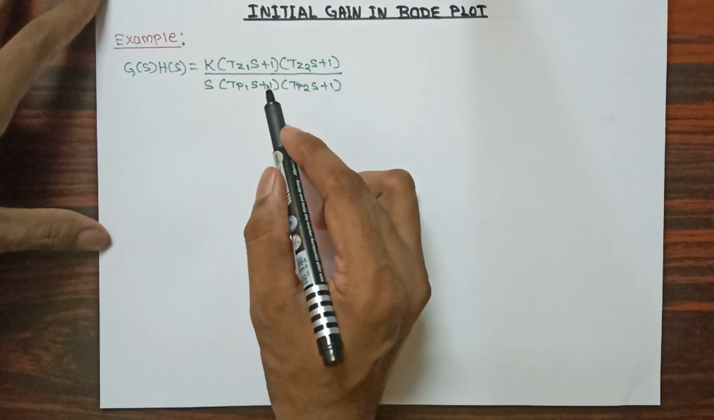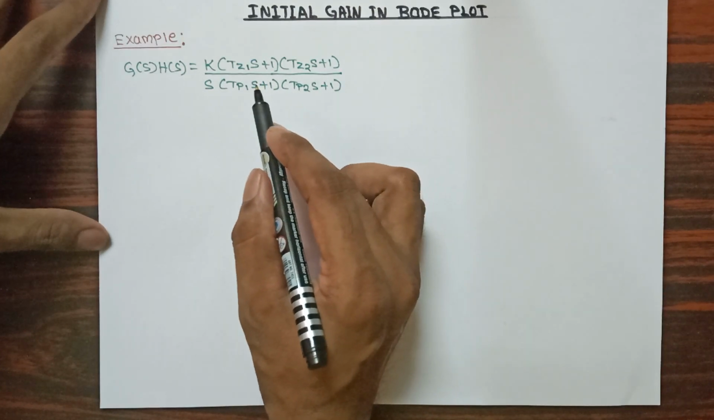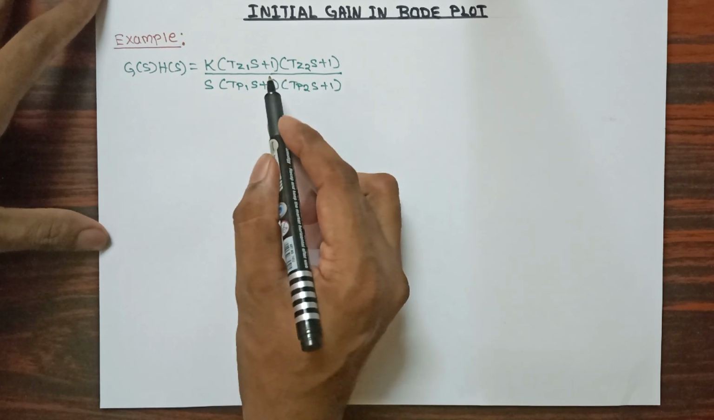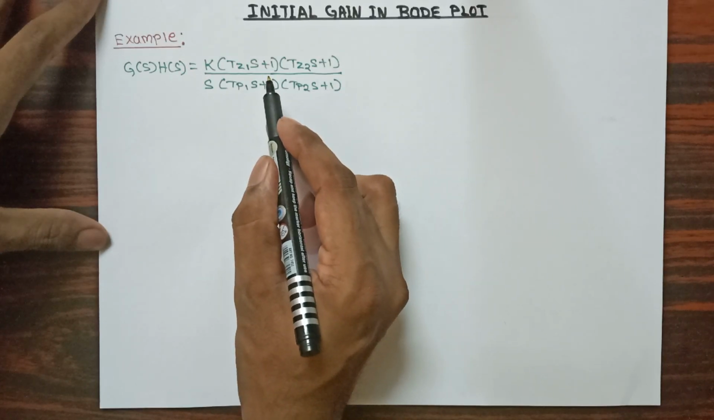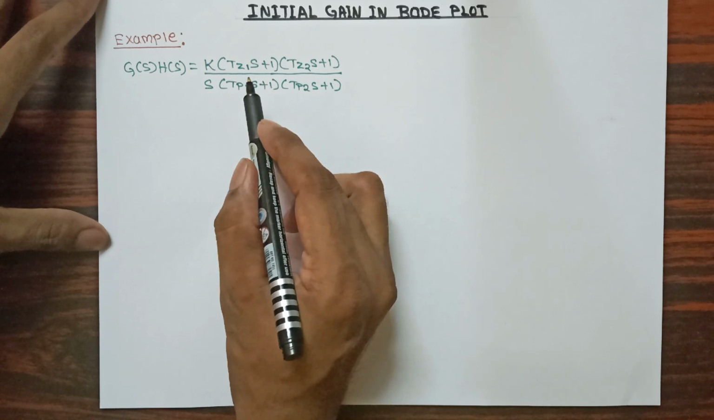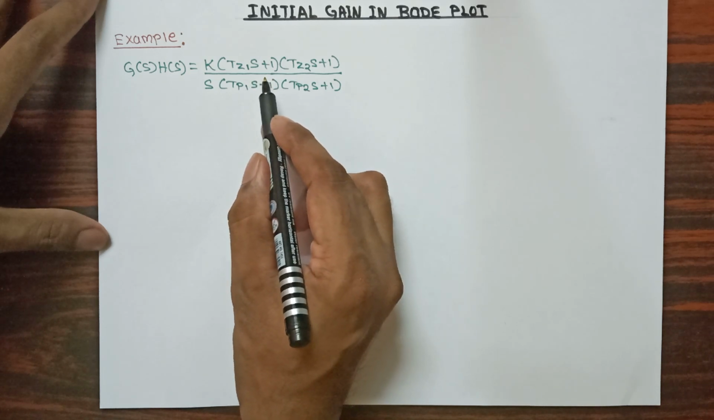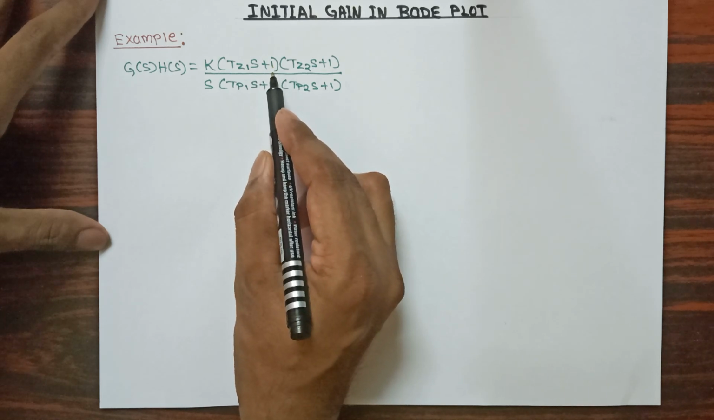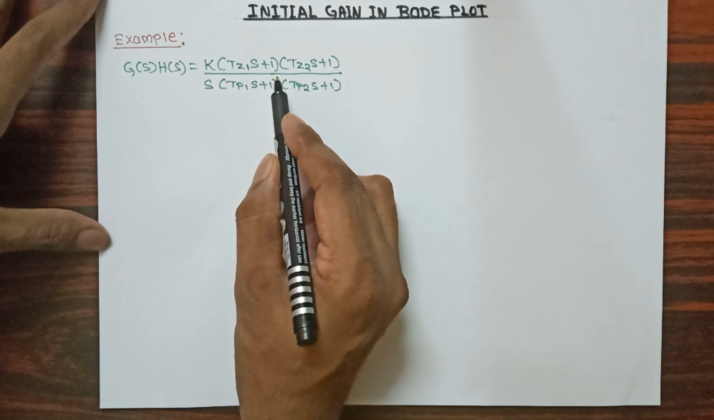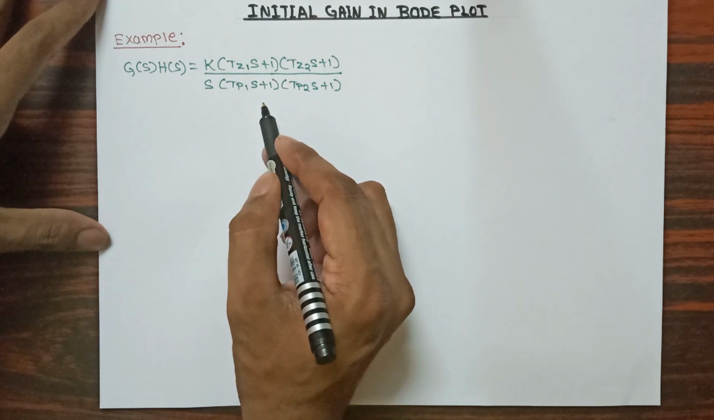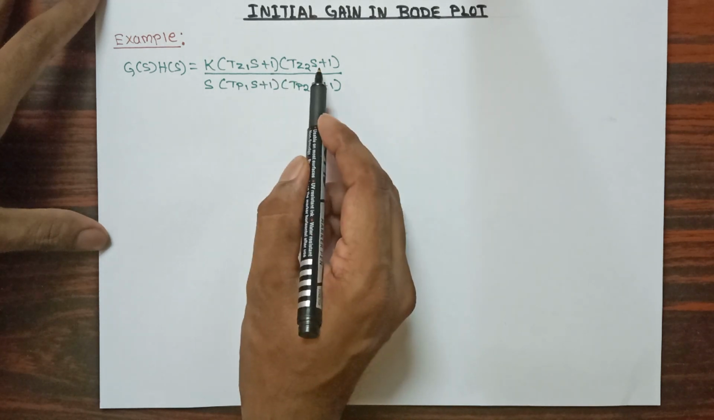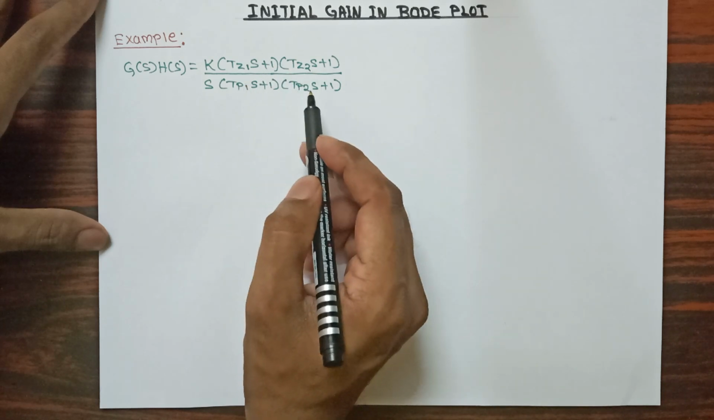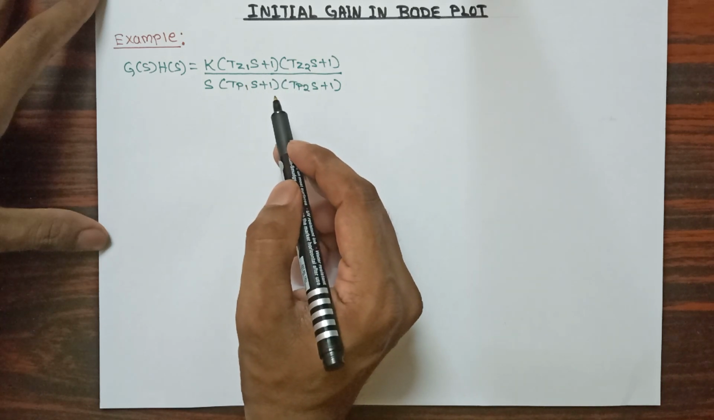Remember, in any Bode plot problem, when the open loop transfer function is given, first we need to check whether the open loop transfer function is in standard form or not. As we know, standard form means it should be in the s plus 1 form. If it is not in s plus 1 form, first we need to get it into s plus 1 form. Here, in the example I have considered, all the terms are in s plus 1 form. That is, this open loop transfer function is in standard form.